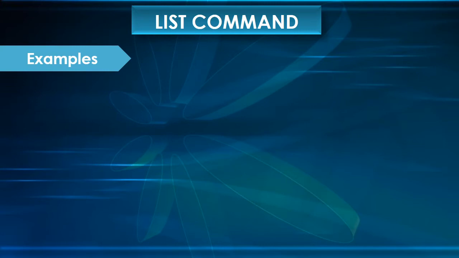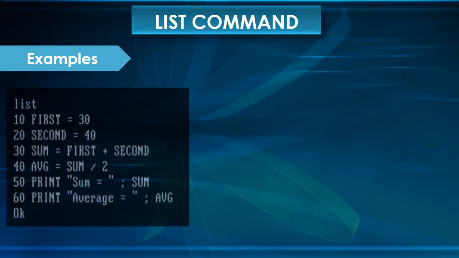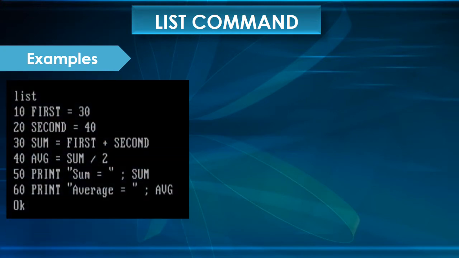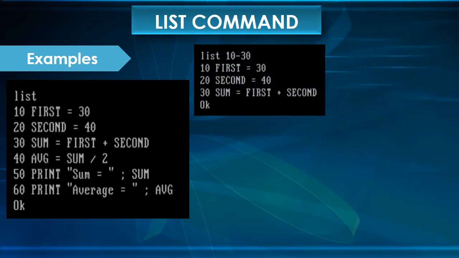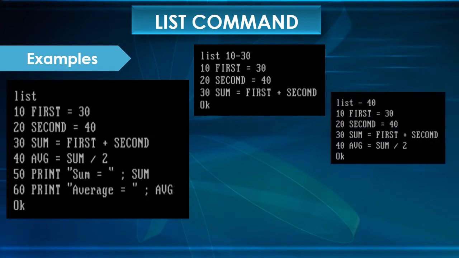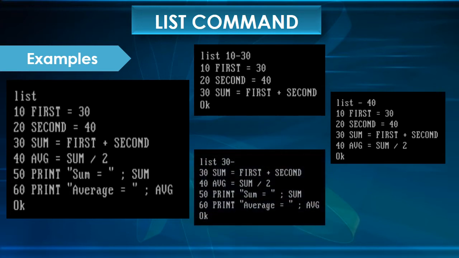Here are some examples for list command. If we type simply list, it will show us the whole program. If we type list 10 to 30, it will show us from line number 10 to line number 30. If we type list dash 40, it will show us from the start till line number 40. And if we type list 30 dash, then it will show from line number 30 till end of the program.